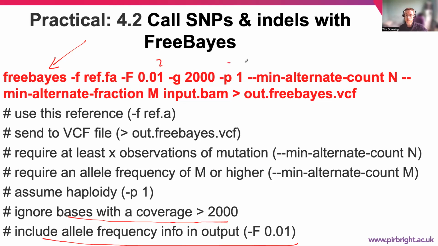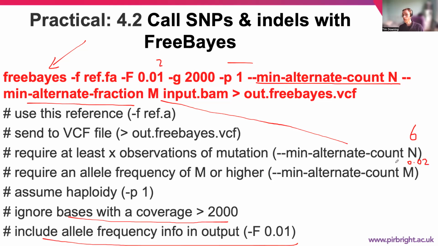-P 1, we're assuming that they're haploid because we're dealing with virus, SARS-CoV-2 virus genome data here. We're expecting a minimal alternate allele count of at least 6 in our case. So you could replace that with 6 or a higher number if you want to be more stringent. Minimum alternate allele fraction of 0.02 for -F here, and that's because we can be as low as that if we have very high coverage. If we don't have high coverage, this won't work as well. We'll get more errors. And then this is our input file, and we're sending all this to the VCF file as output.